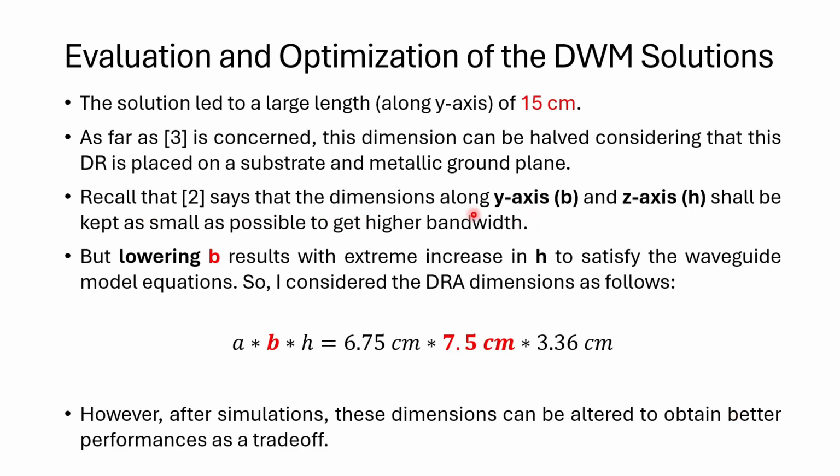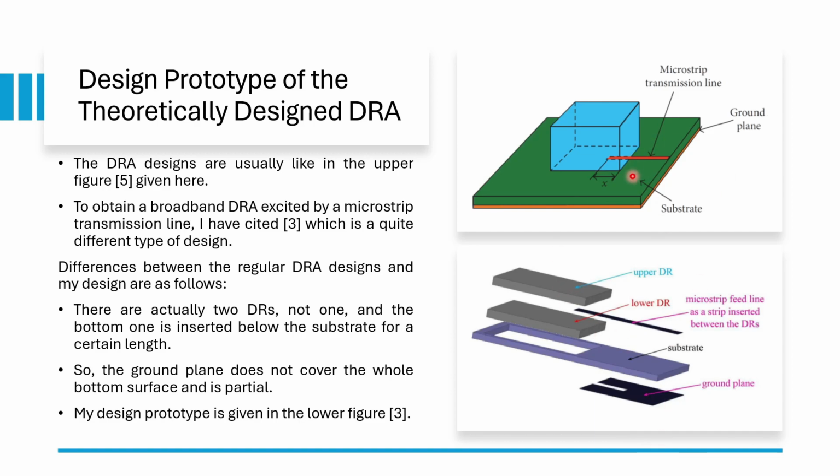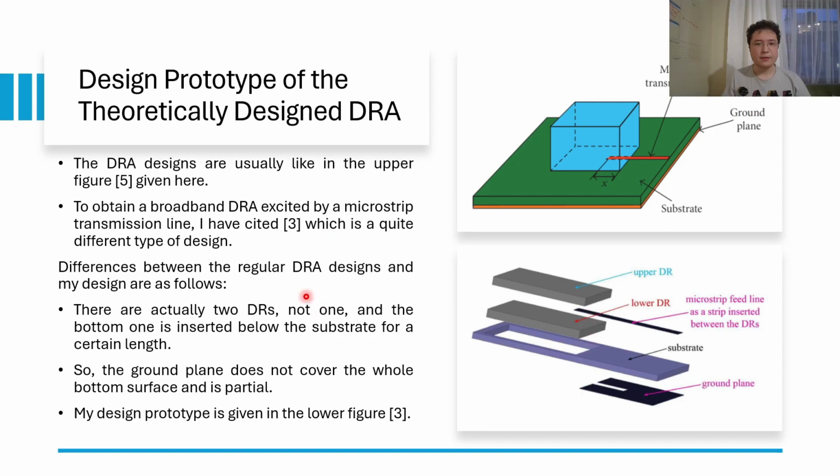Considering that the dimensions of length and height shall be kept as small as possible, as I just mentioned. However, lowering B results in an extreme increase in height to satisfy the waveguide model equations. So in the final stage, I have just considered the resonator dimensions like this. I have given here two figures. The upper figure shows the most common type of design of dielectric resonators. To obtain a broadband DRA excited by a microstrip line, I have cited the third reference, which is a quite different type of design. Differences are just like this.